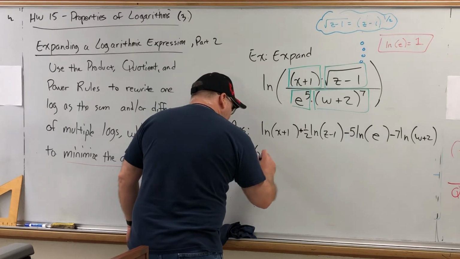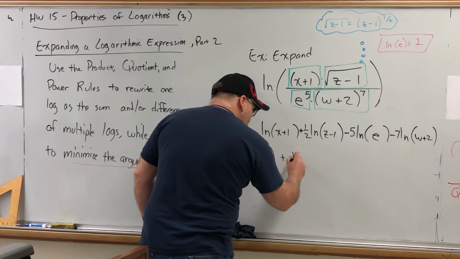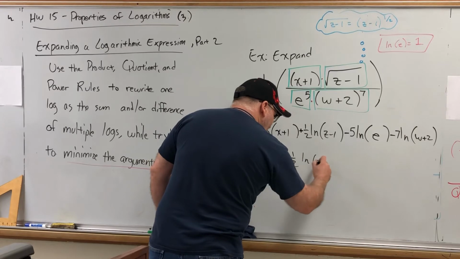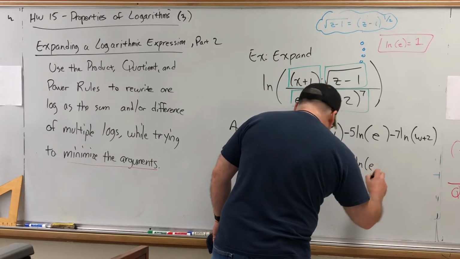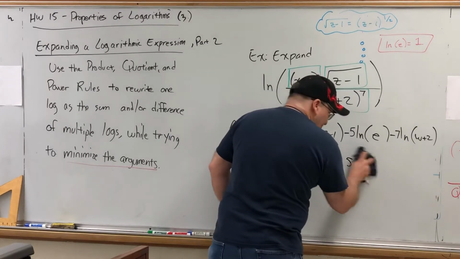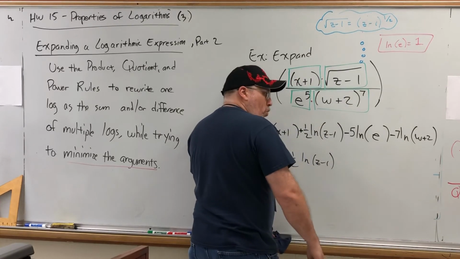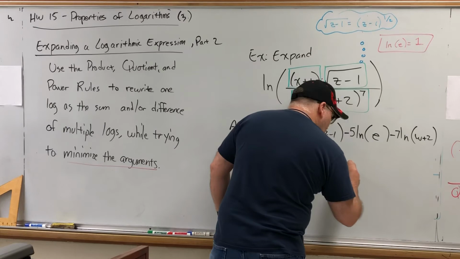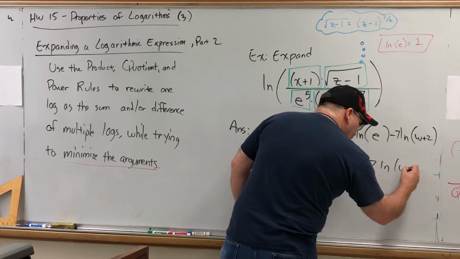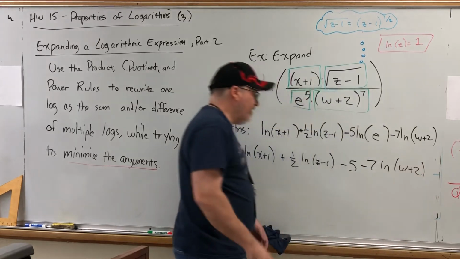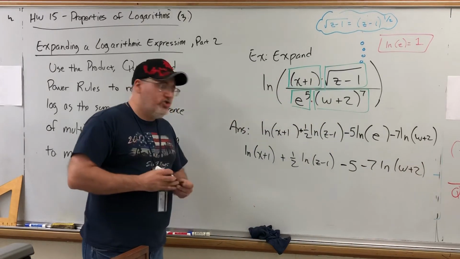So natural log of x plus 1 plus 1/2 natural log of z minus 1 minus 5 natural log of e. Oh, whoa, whoa, whoa. I just got finished saying that the natural log of e is 1. So minus 5 times 1 is just minus 5. And then minus 7 natural log of w plus 2. I don't think I put any in your homework that are this congested.